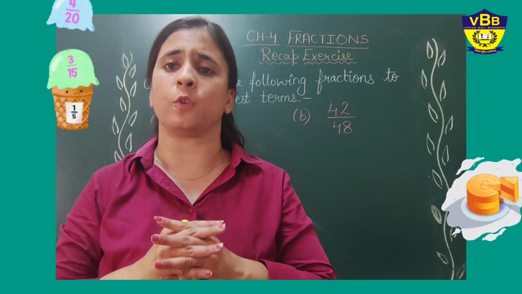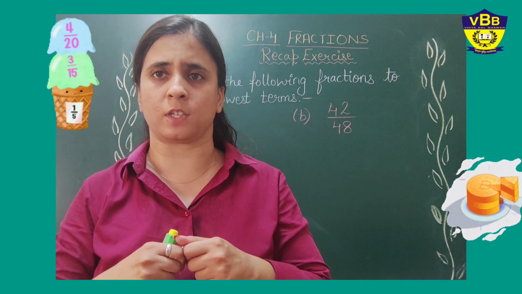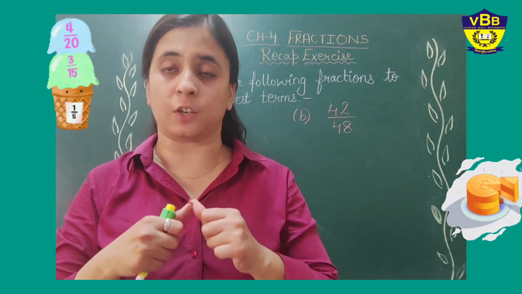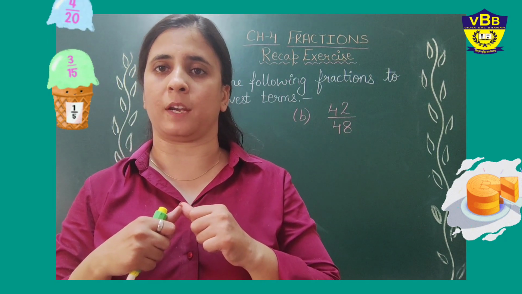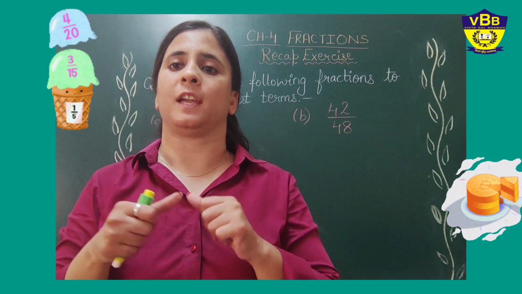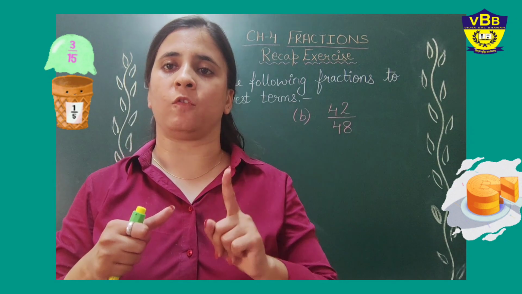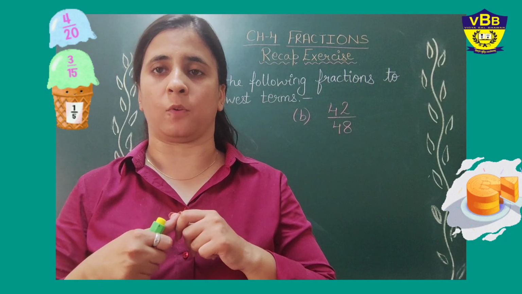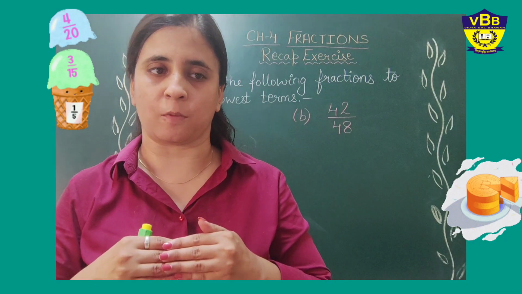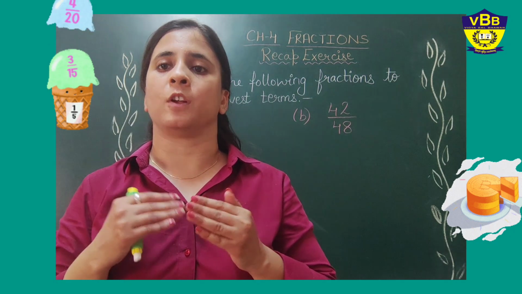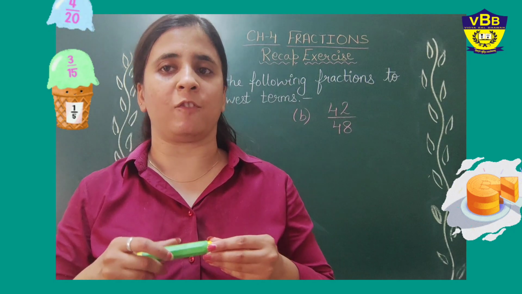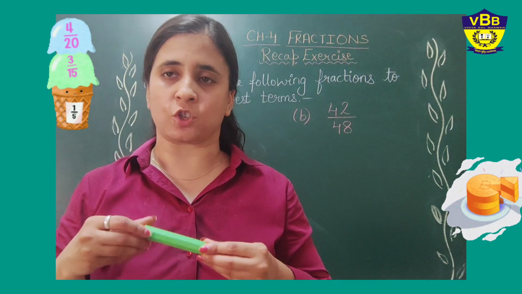Now how are we going to reduce the fraction to its lowest term? We are going to divide the numerator and the denominator by their common factors until we know that only one is the common factor now. Till then we will keep on dividing the numerator and the denominator to get their lowest term, like we did for finding the equivalent fraction using division.